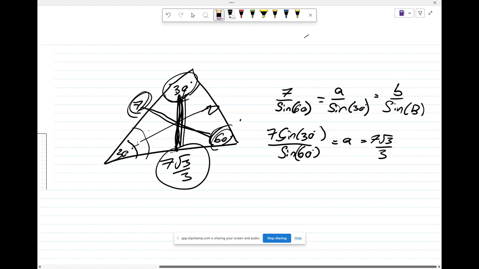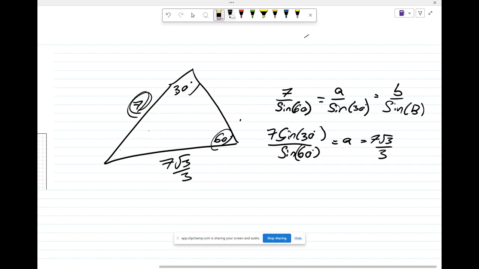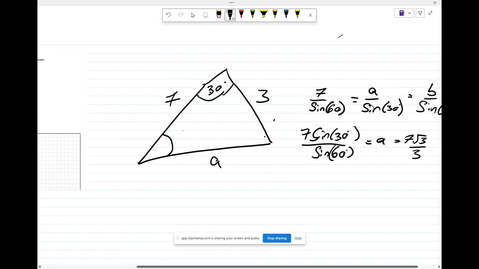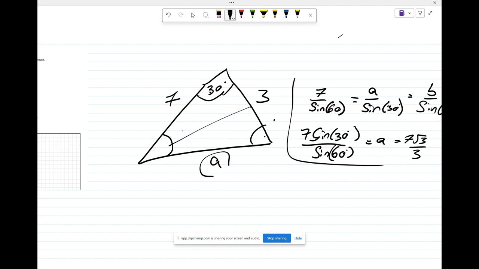But what if we don't know opposite relations? What if we're trying to find A like before? We know that's 30, we know that's 7, say, and we know that's 3, and we don't know anything else about the triangle. Now we don't know anything opposite. We don't know this one is related to that one, and we don't know that one's related to that one. And so how are we going to find A? We can't use the sine rule because we need two opposite things.